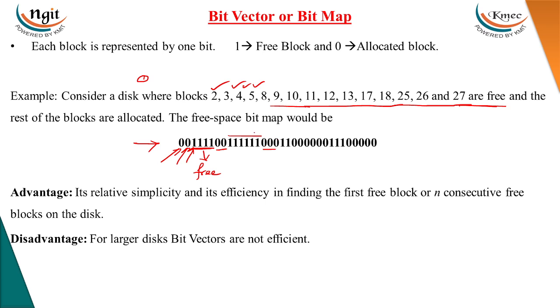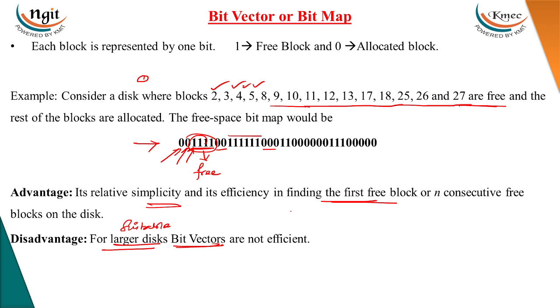The advantage of this bit vector is that it is relatively simple and efficient for finding the first free block. It is easy to find how many consecutive free blocks there are. But the problem with the bit vector is that these bitmaps will be stored in the main memory. This is suitable for smaller disks, but not suitable for larger disks. When the hard disk size increases, the size of the bit vector also increases. How?